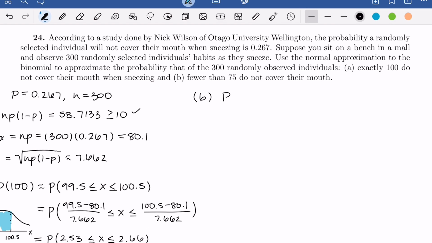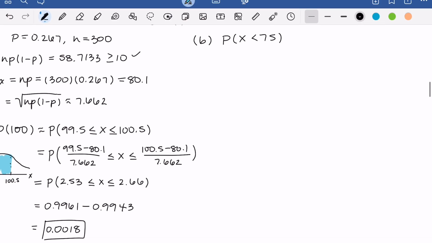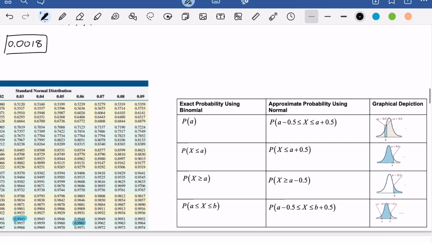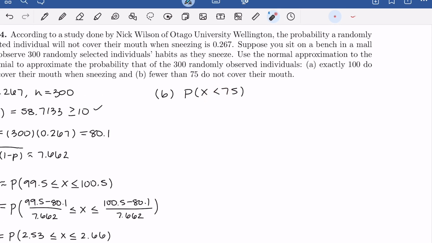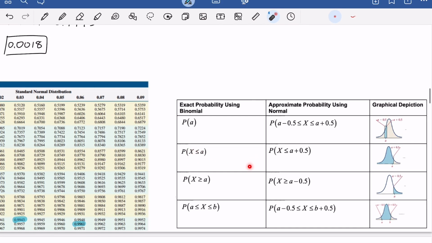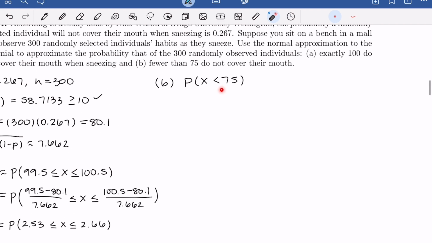So for part B, we're trying to find the probability that X is less than 75. Now, this one is a little different. Going back to this table, because we're trying to approximate this using the normal distribution, we might want to use this one, the probability that x is less than or equal to some value a, but remember we don't have inclusivity in this case. We're not looking at the probability that x is less than or equal to 75, so we can't use this, not yet. What we can do in this case is transform this statement into an inclusivity statement.